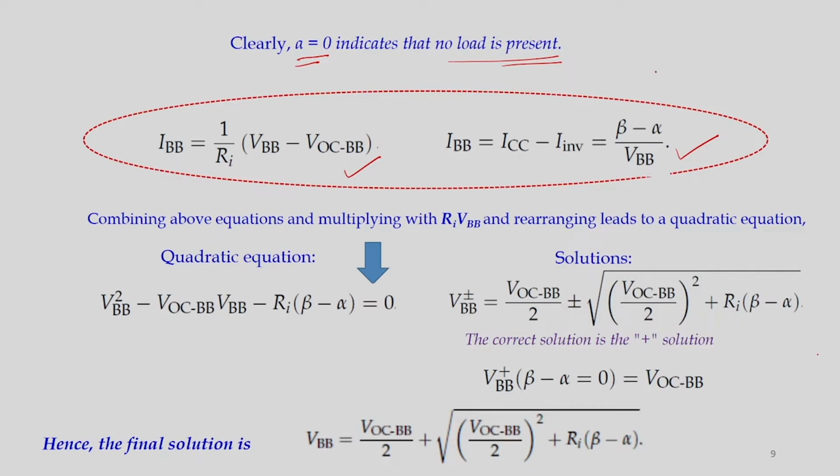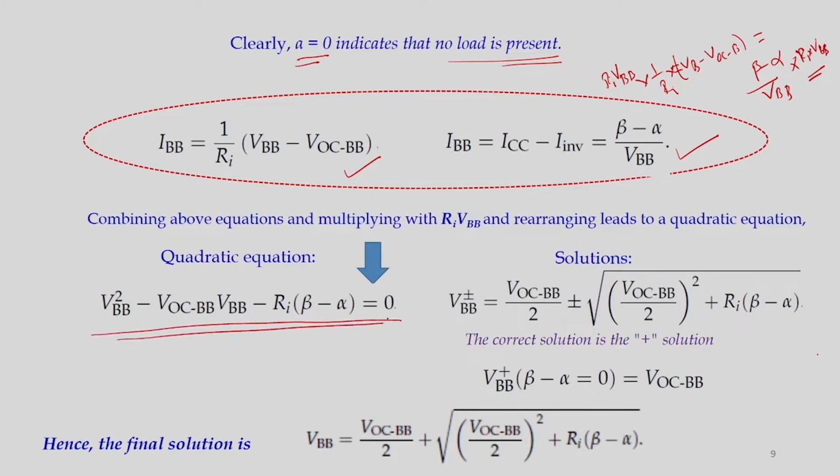Okay. So, by combining these two, which are the same, I can write 1 by Ri multiplied by VBB minus VOCBB is equal to beta minus alpha divided by VBB. Okay. If we multiply this expression with Ri and VBB, how will it look? Ri multiplied by VBB, and if we simplify it, we will get this kind of quadratic equation. Okay. So, we will have two solutions. VBB plus or minus will be something like this. This is the solution. Okay.